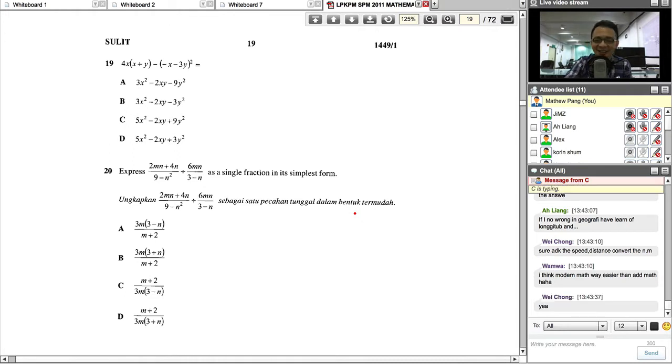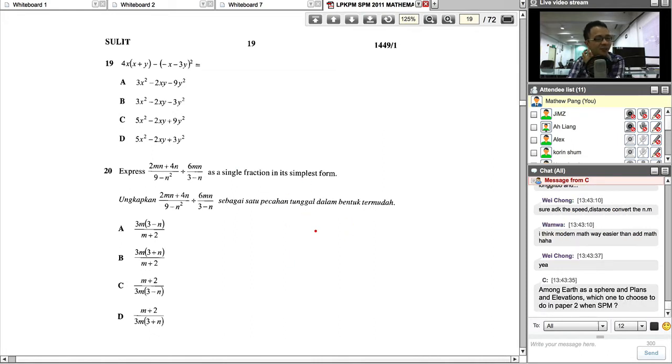Okay, I think from 19 onward, these few questions are algebra. Algebra for me is super easy, but it always tricks you with a negative over here.